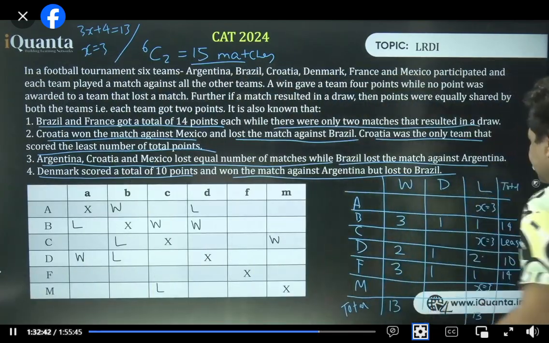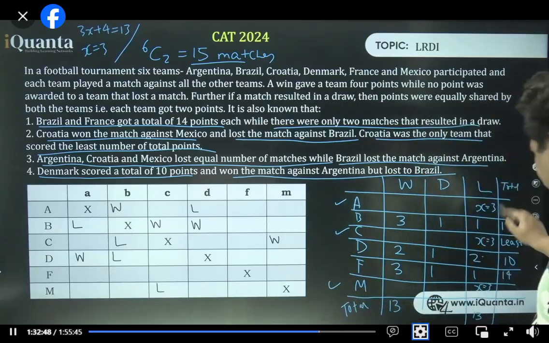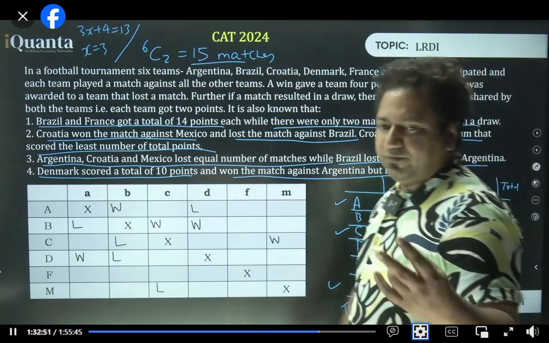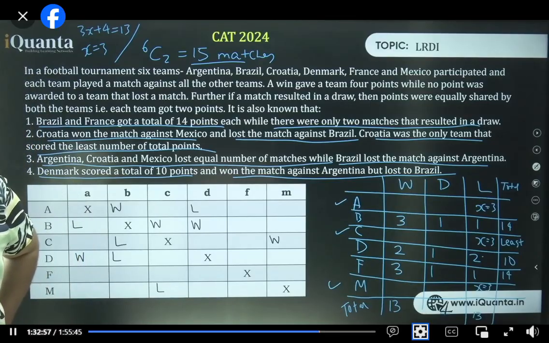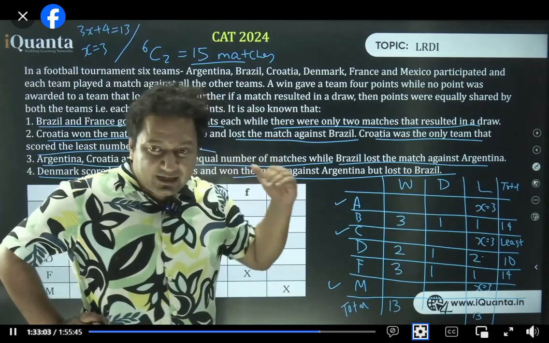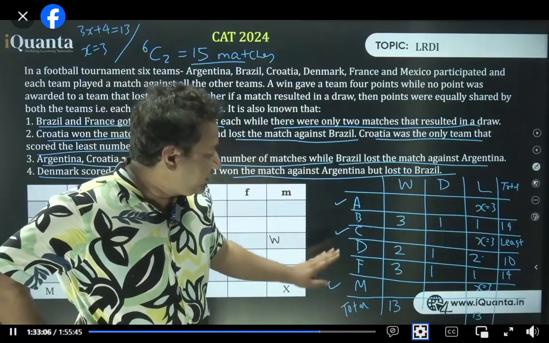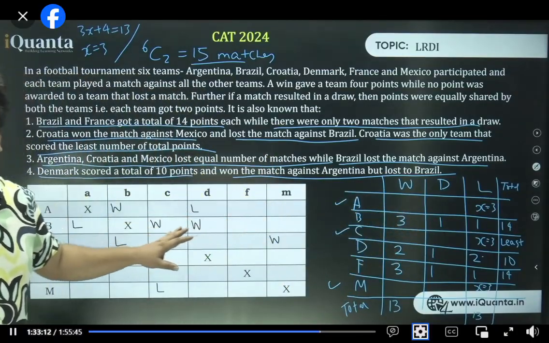So if we look at Argentina, Croatia, and Mexico, who have lost 3 matches each, now their result for 2 matches is left. Yes or no? Is that clear? The next step to solve this is to realize that for Argentina, Croatia, and Mexico, 2 matches are left which need to be filled over here. Do you agree? Tell me in the comments.